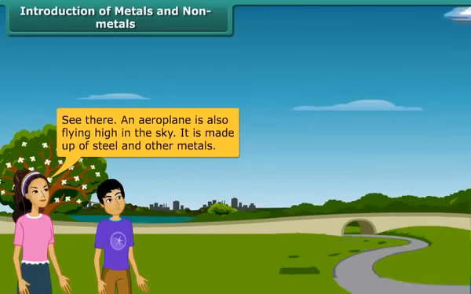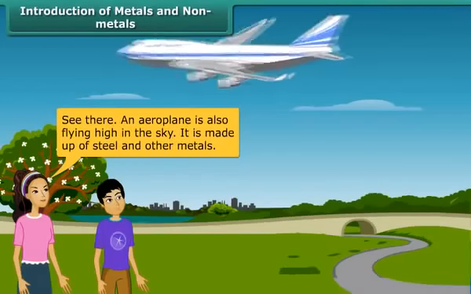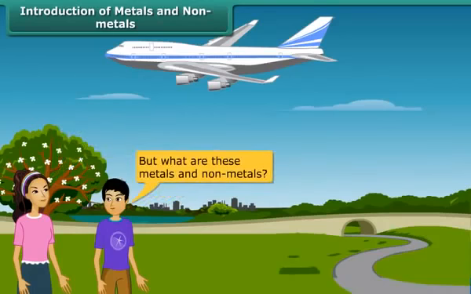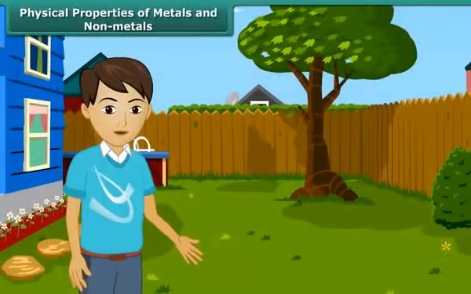See there, an aeroplane is also flying high in the sky. It is made up of steel and other metals. But what are these metals and non-metals? Dear, now let's know about their properties.